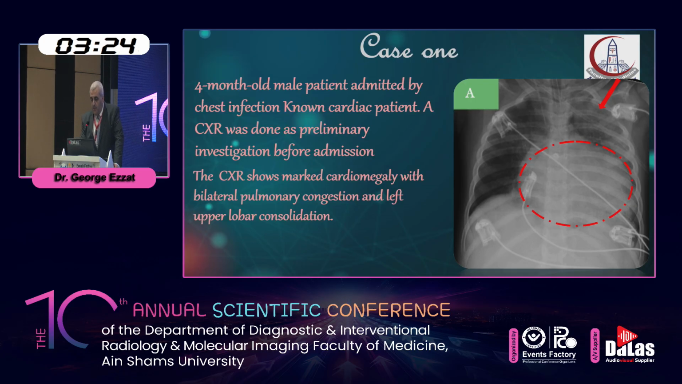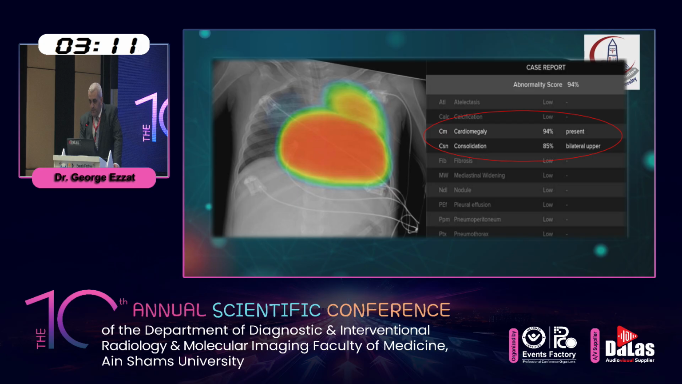Examples of some cases: a 4-month-old male admitted with chest infection, a non-cardiac patient. The chest X-ray, as you can see, shows cardiomegaly with bilateral pulmonary congestion and left upper lobar consolidation. The AI did very well, actually.